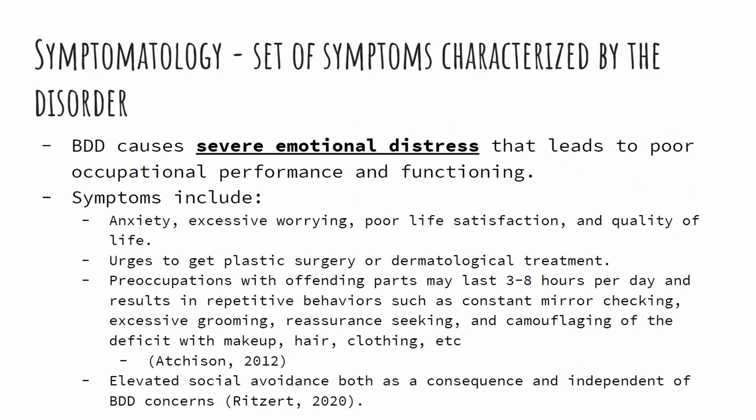So there are several symptoms, and the symptomology of body dysmorphic disorder is diverse. This disorder causes severe emotional distress that leads to poor occupational performance and functioning. Some symptoms include anxiety, excessive worrying, poor life satisfaction, and quality of life. People with this disorder also have urges to get plastic surgery and dermatological treatment. Preoccupations with offending parts or these perceived deficits in individuals with this disorder may last 3 to 8 hours per day.